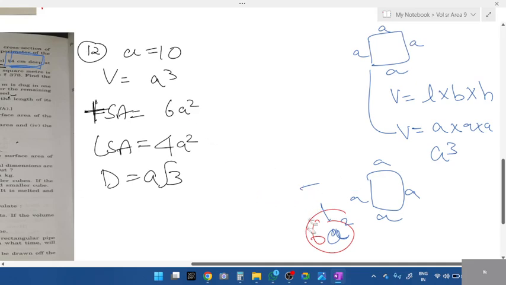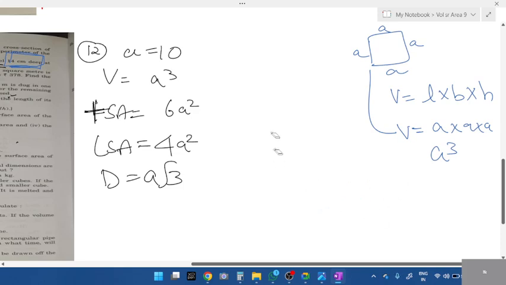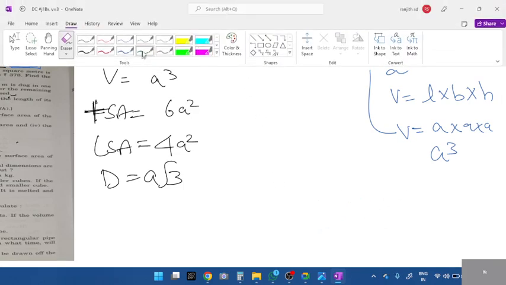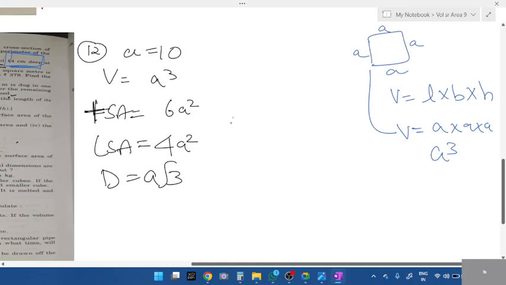Okay, for lateral surface area, which two sides we don't consider? Yes, very good. Top and bottom, the ceiling and the floor, we don't consider. Therefore, left, right, front and back, only four sides are there. 4 into a square. That's the reason 4a square. If you learn it like this, you'll remember the formula. If not, you'll definitely forget.